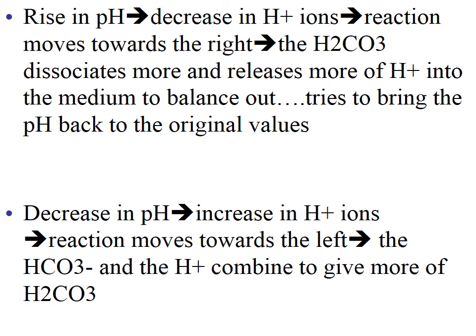So a rise in pH will decrease the H plus ions and the reaction will move towards the right. H2CO3 will dissociate more and release more H plus into the medium to balance out. It tries to bring the pH back to the original values. A decrease in pH will increase the H plus ions. That means the reaction moves back towards the left to combine the HCO3 minus and the H plus to give more H2CO3.